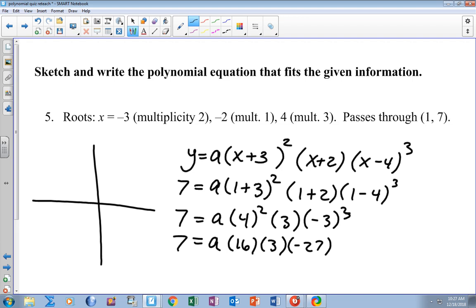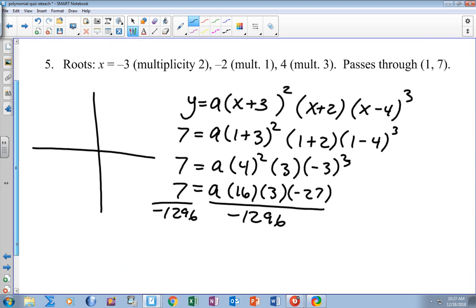So now we're going to take 16 times 3 times negative 27, and we get negative 1,296. So we're going to divide both sides by that. So now I have my a value. So now I know my equation is going to be y equals 7 over 1,096. We know that's negative. And then our factors.